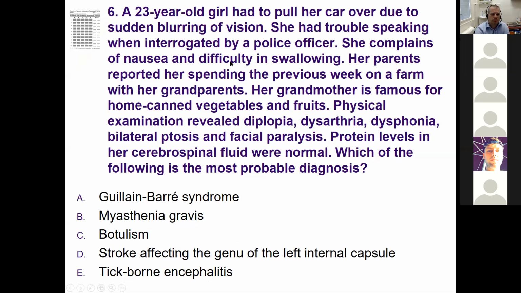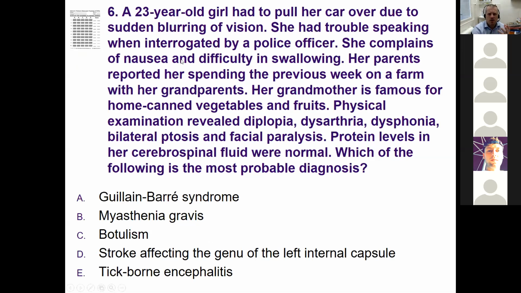Another problem. Think about a situation. A young lady is driving her car, and now she has some blurred vision. She has a double vision. She needs to stop the car. She starts suddenly having difficulty speaking. This is called dysarthria in medicine. She complains of feeling sick.